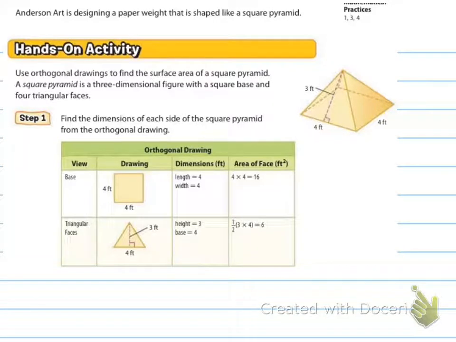It says, Anderson Art is designing a paperweight that is shaped like a square pyramid. Use orthogonal drawings to find the surface area of a square pyramid. A square pyramid is a three-dimensional figure with a square base and four triangular faces.